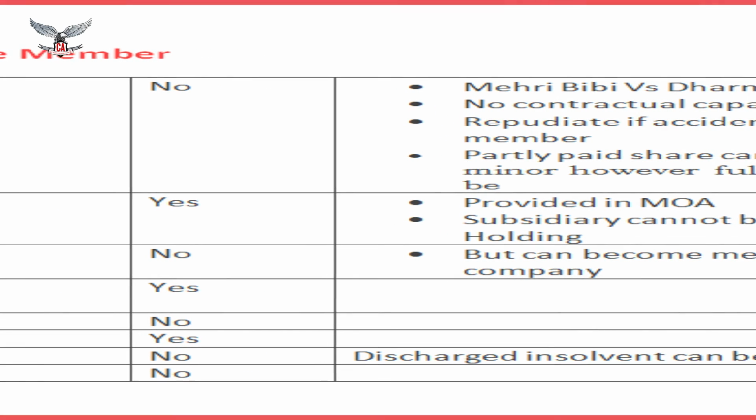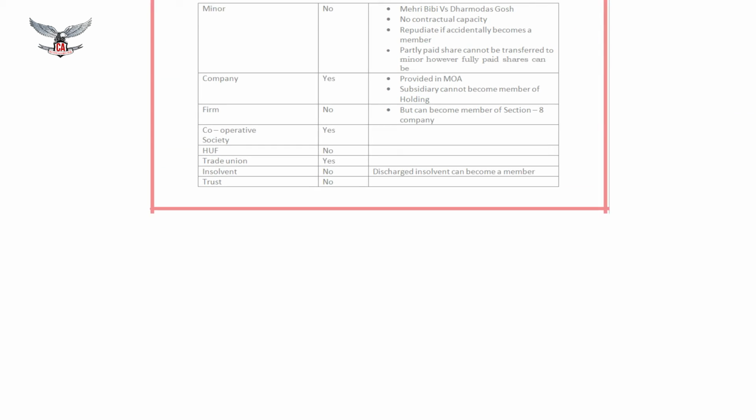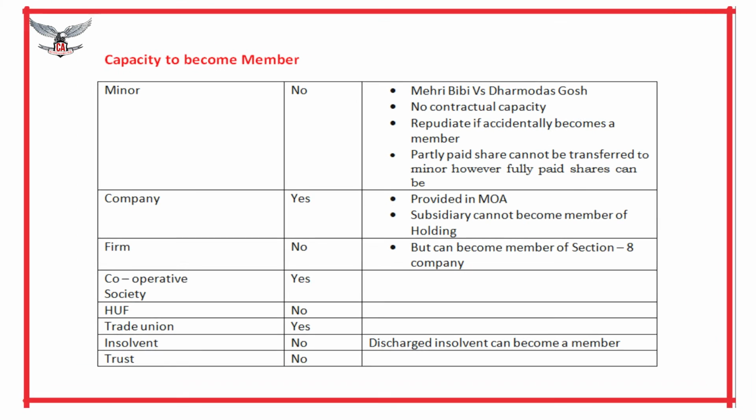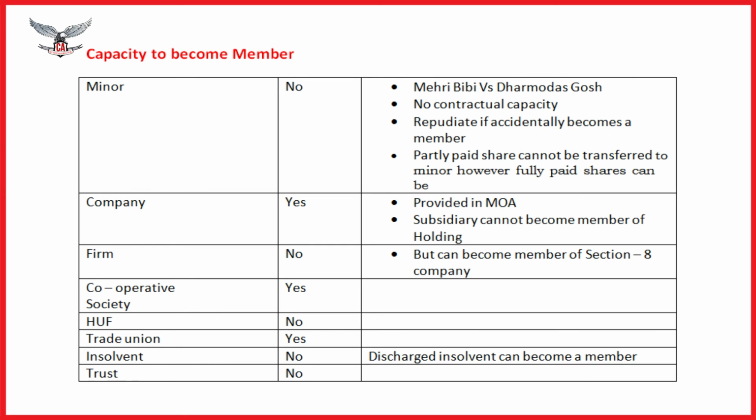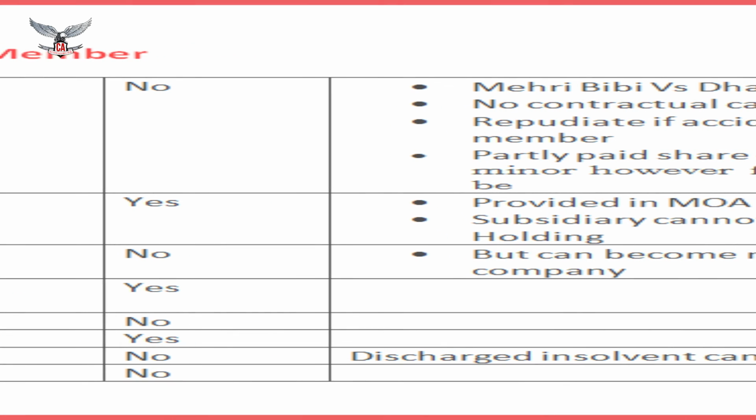Modes of becoming a member. A. By subscribing to the MOA. B. By purchasing shares of the company. C. By providing guarantee. D. By applying in writing for membership and having their name entered in the members' register. E. By becoming a beneficial owner. F. Member by estoppel. G. By transfer or transmission.